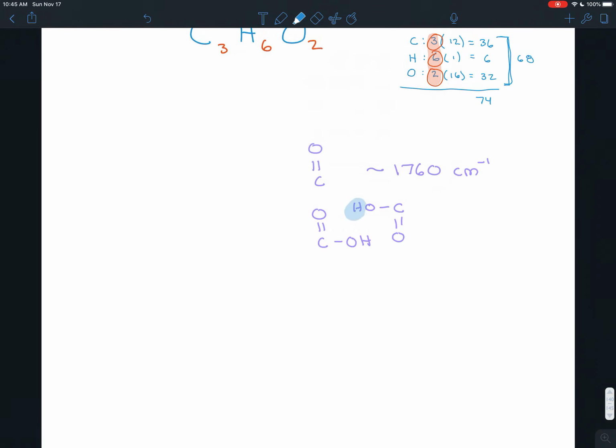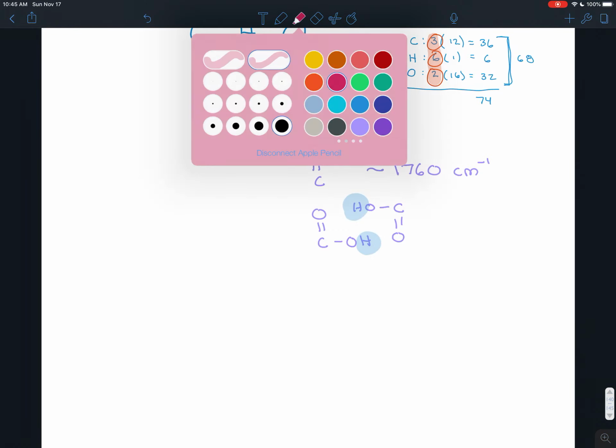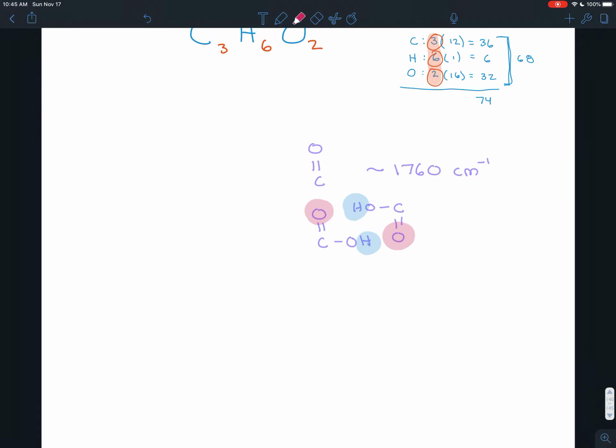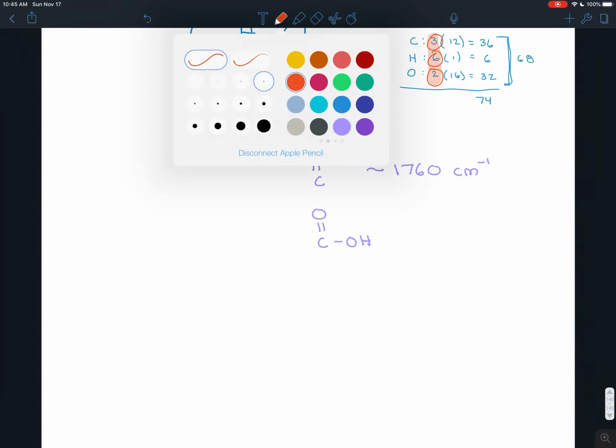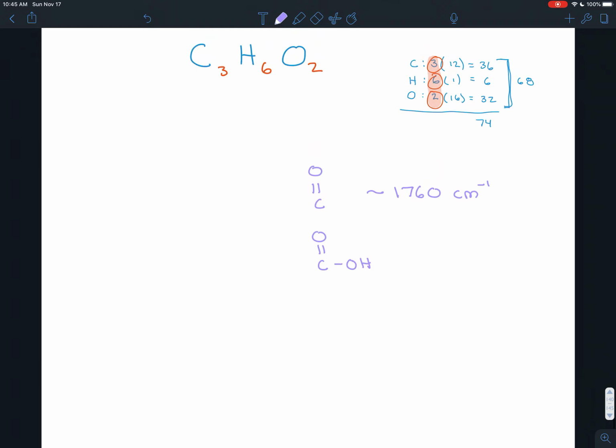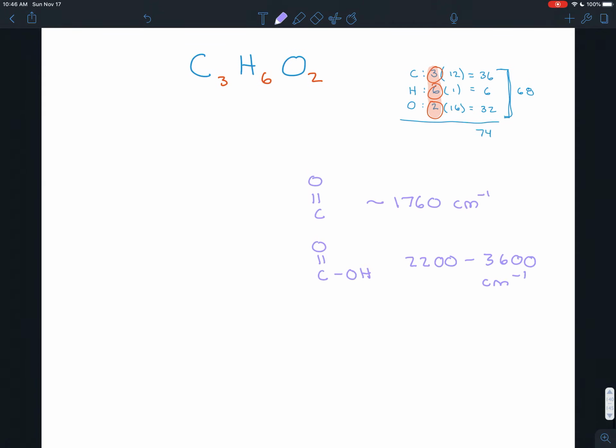So you could imagine 2 carboxylic acids arranged. The hydrogens here are slightly positive, the oxygens are slightly negative, and you could see how they would attract each other. And you'd have lots of these hydrogen bonds. And that spreads the signal out for the OH a lot. It goes from around 2200 to 3600 wave numbers. It takes up around a third of the graph.